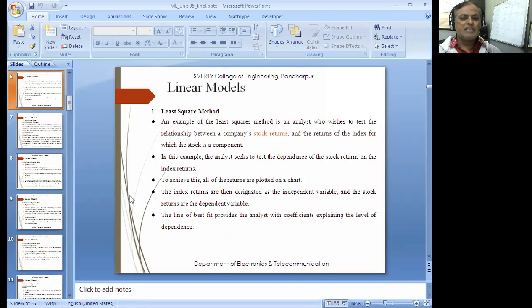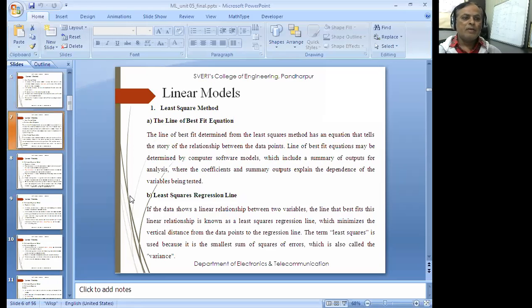We have also seen an example of a company's stock market. It gives the relationship between the stock return and the index return. We can see that the analyst seeks to test the dependency of stock returns on the index returns, which can be plotted on a chart. In this case, the index return is an independent variable, whereas the stock return is a dependent variable. Then we have seen two equations, the line of best fit equation and the least square regression line.